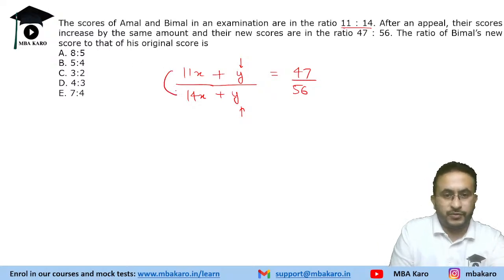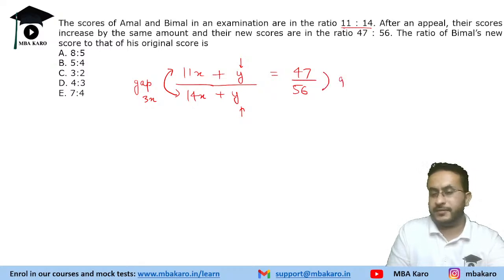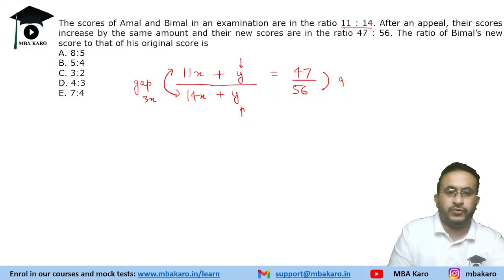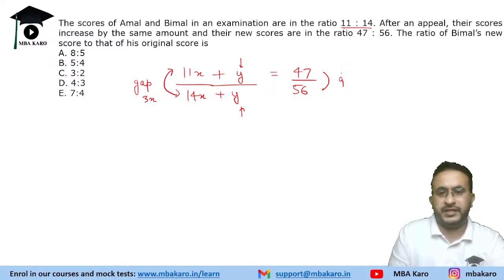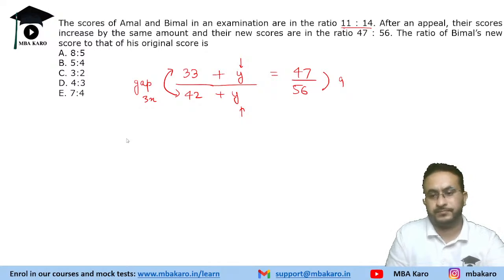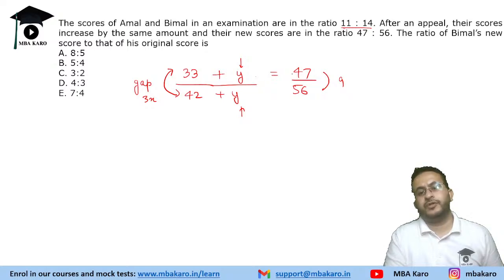Now look at this. What do we have? We have a gap of, what is the gap? 3x, and here the gap is how much? 9, right? So let's equate the gap by multiplying it 3 times. So instead of saying 11 and 14, can we take 33 and 42? Like if we take 33 and 42, now can you get the value of y?